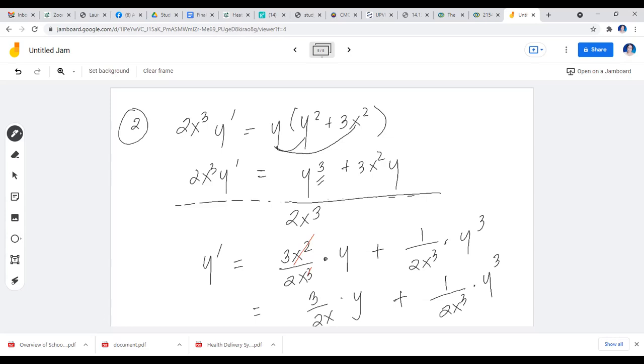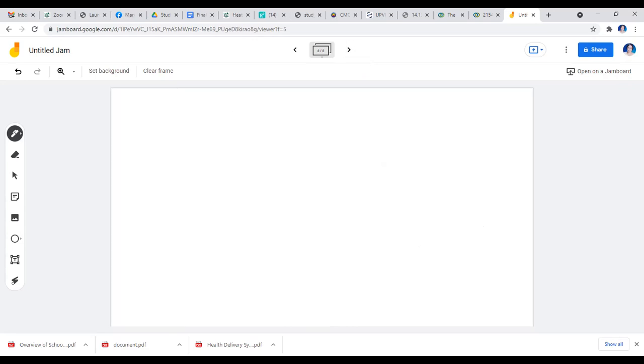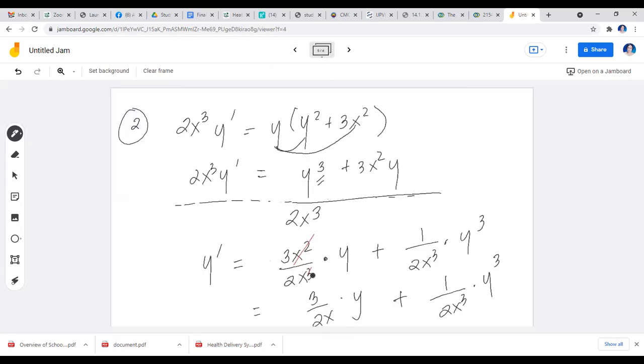Now I will make it look Bernoulli by transferring this one to the left side of the equation. So you will have y prime. Since I'm transferring, that will be minus because this one is positive in here.